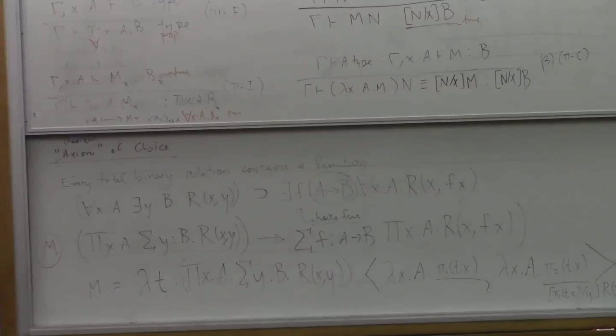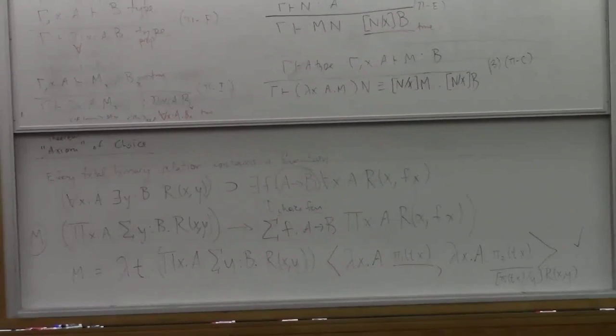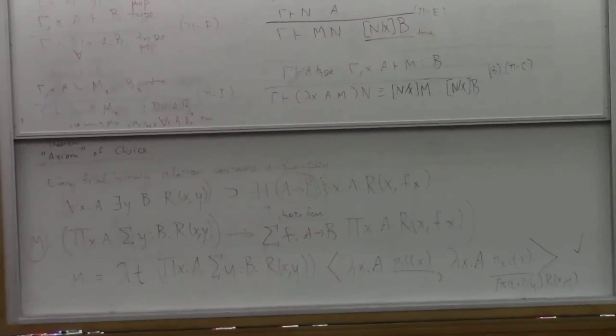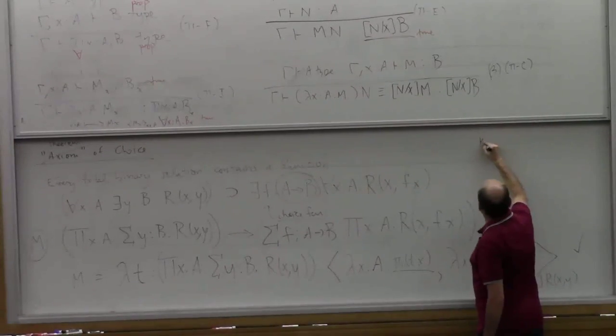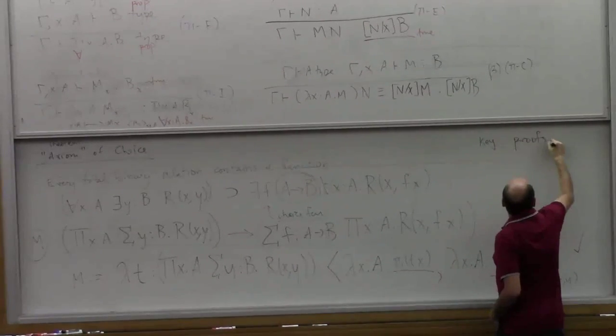And I believe I am done. And that is, if I didn't screw it up, a correct proof term. So this should be called the theorem of choice. And that's it. This is a very remarkable thing. What makes this work? The key is that proofs are mathematical objects.